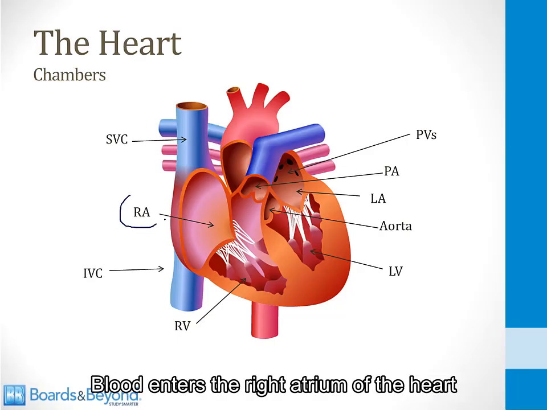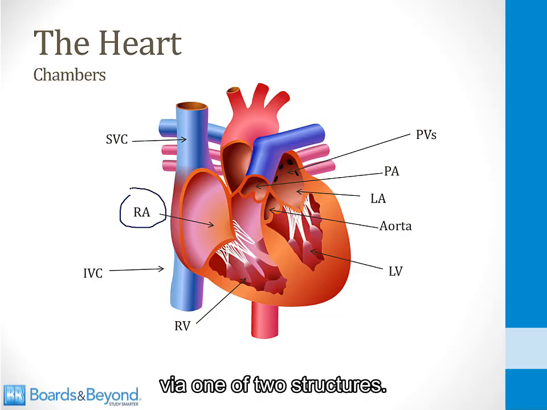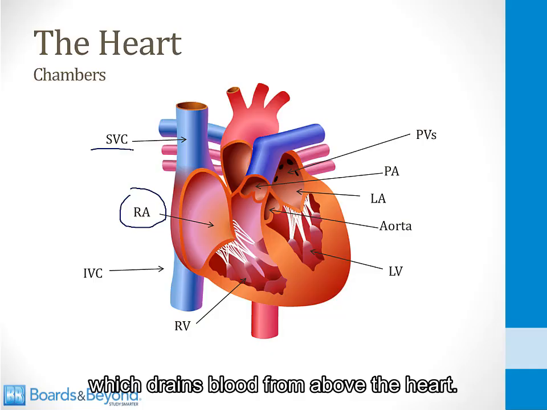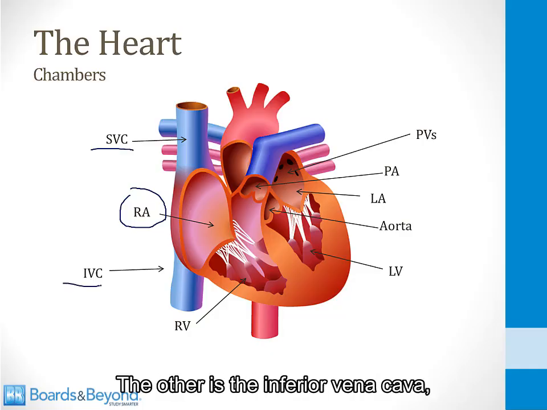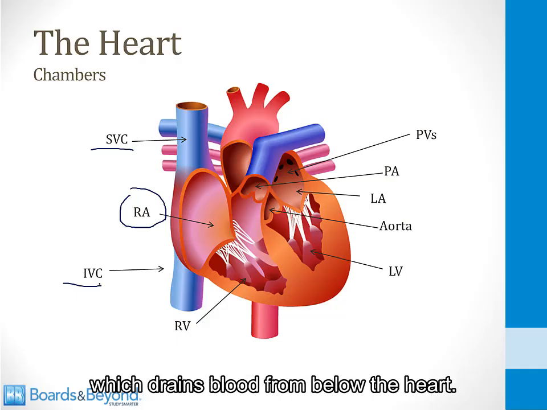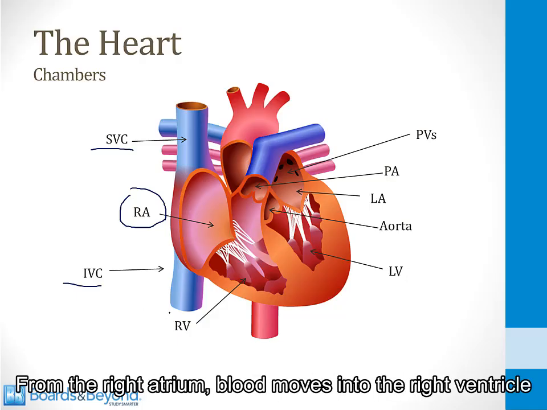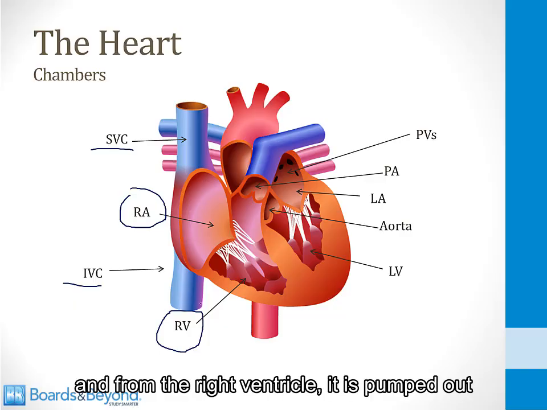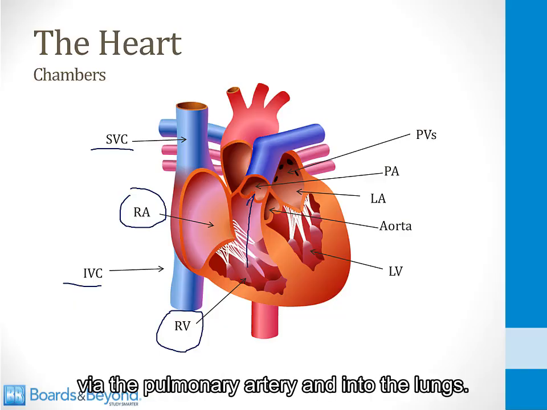Blood enters the right atrium of the heart via one of two structures. The first is the superior vena cava, which drains blood from above the heart. The other is the inferior vena cava, which drains blood from below the heart. From the right atrium, blood moves into the right ventricle, and from the right ventricle it is pumped out via the pulmonary artery and into the lungs.